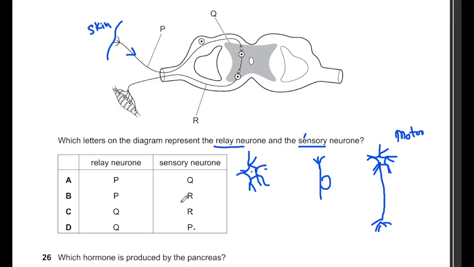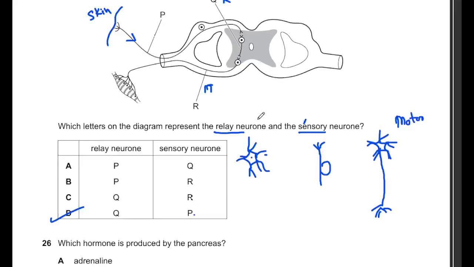It is only the one odd. Okay, D, got the answer. P is sensory, and this Q is basically a relay, and R, which is connected to the effector here, is basically a motor. Okay, remember this one. Very easy part.